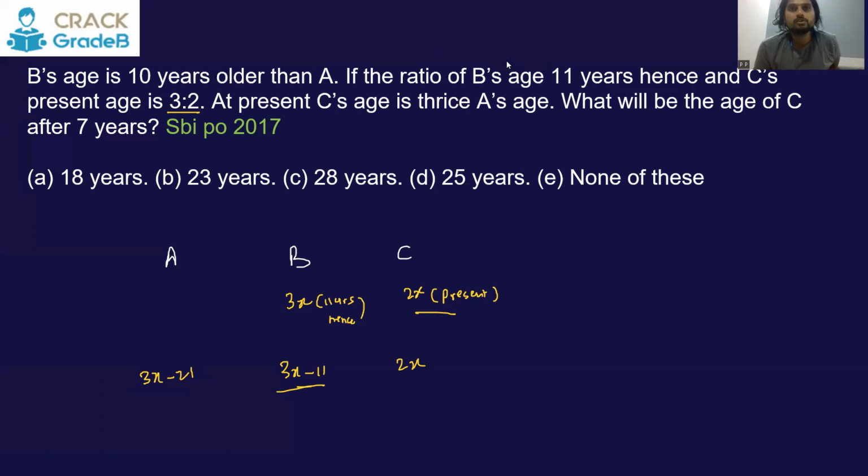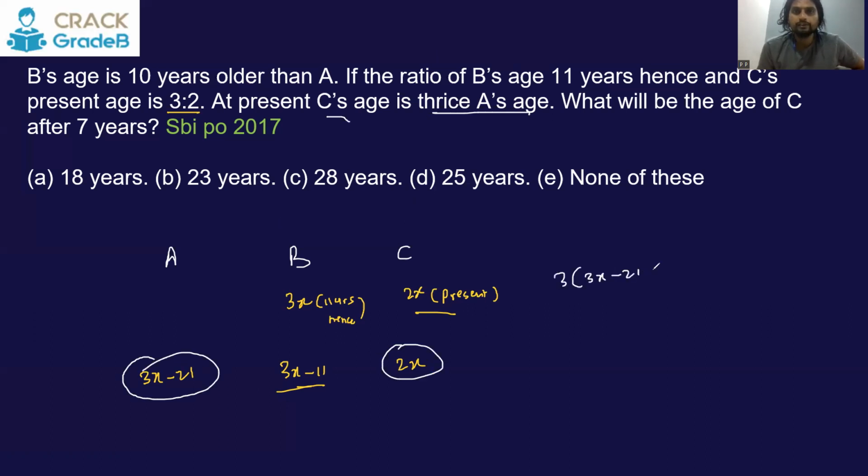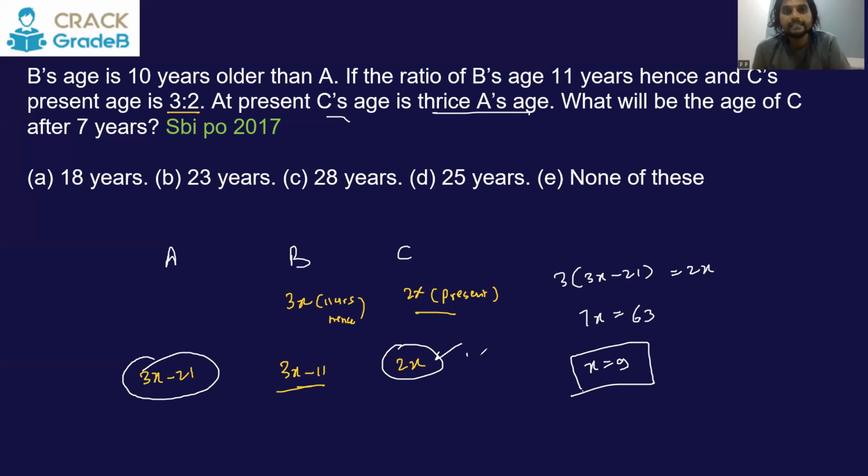So they are their ages. C's age is thrice A's age. Thrice of this number should be this number. So 3 times of 3x minus 21 should be equal to 2x. So 9x, 2x, 7x will be equal to 21 into 3, 63. X will be equal to 9. So if x is 9, what will be C's age 7 years after? First, we'll calculate its present age. Present age is going to be 18. 7 years after, is going to be 18 plus 7, 25. 25 years age. Easy.